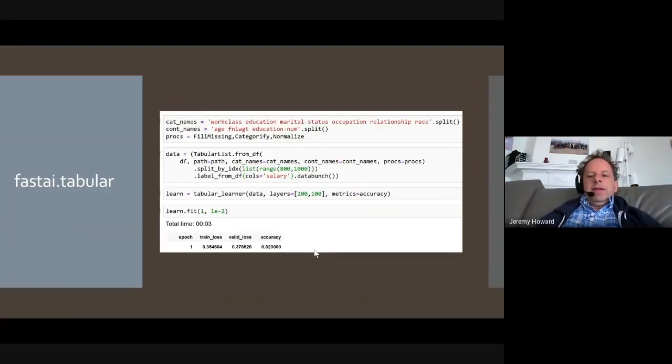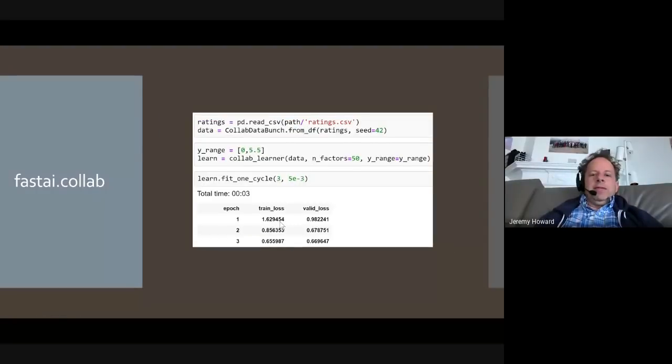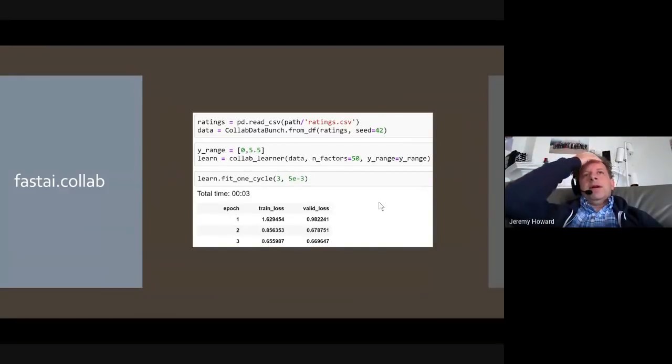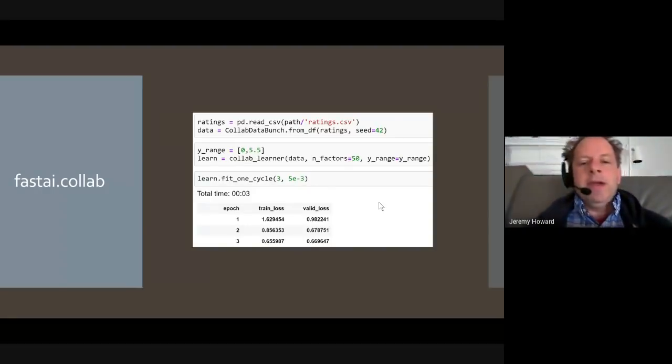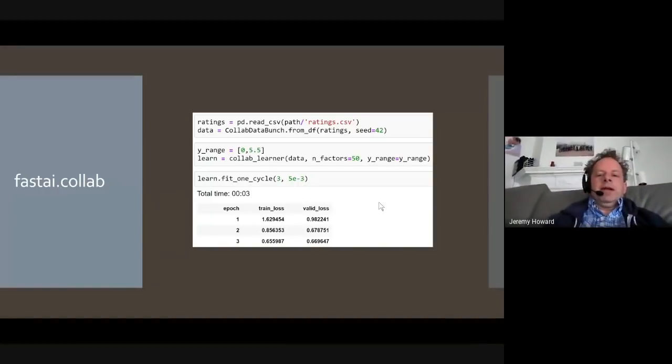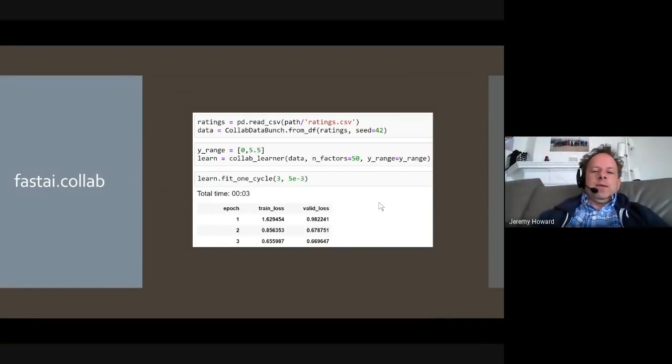Tabular or time series analysis, same deal. Basically, a few lines of code, nearly exactly the same lines of code, and you'll get a great result from your tabular data, and ditto for collaborative filtering. So the high-level API for fastai v2 is designed to be something where, regardless of what application you're working on, you can get a great result from it using sensible defaults and carefully selected hyperparameters, automatically largely done for you, for the most common kinds of problems that people look at.